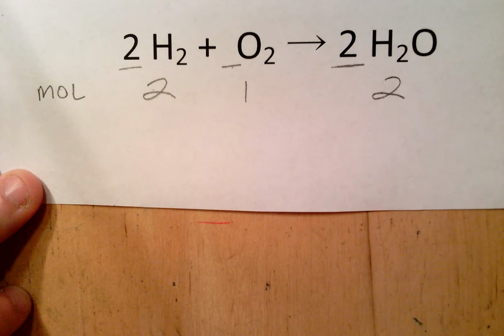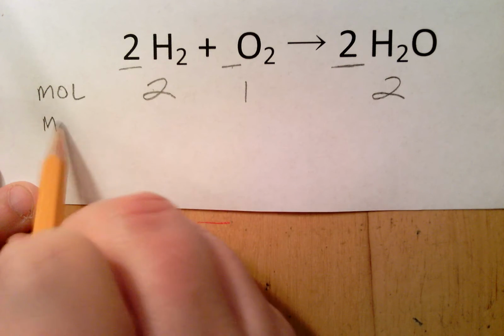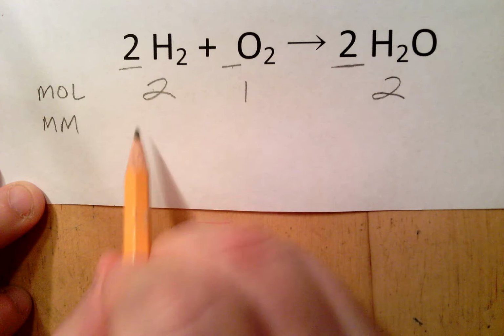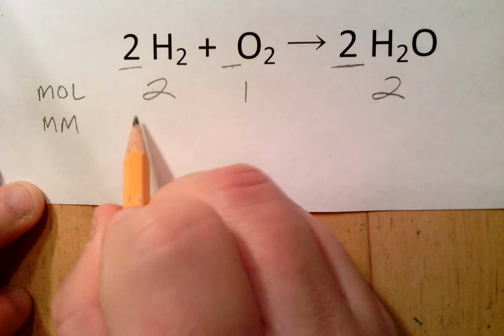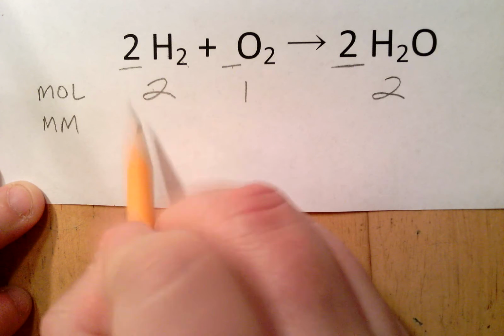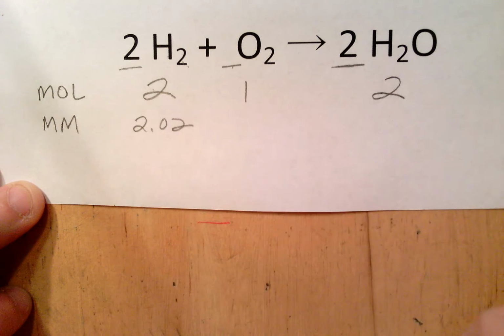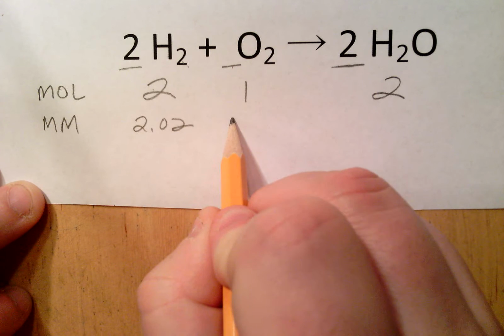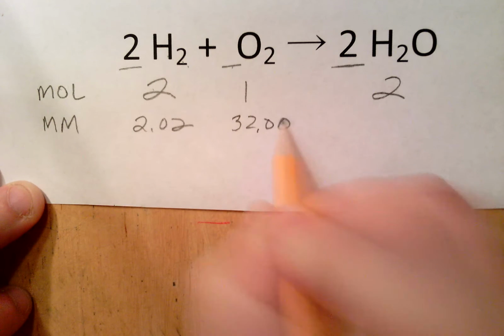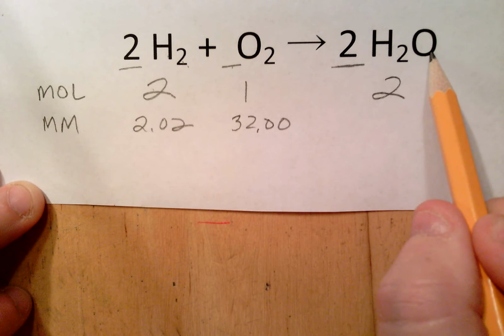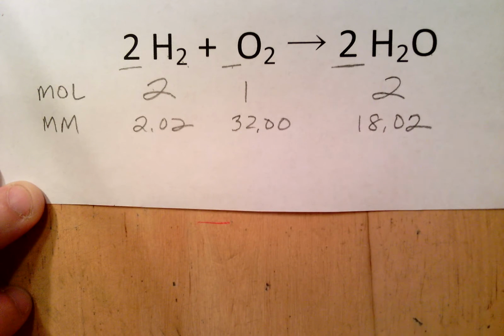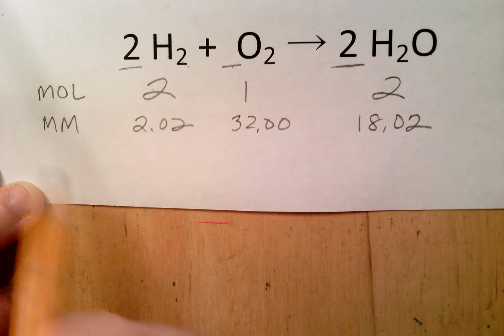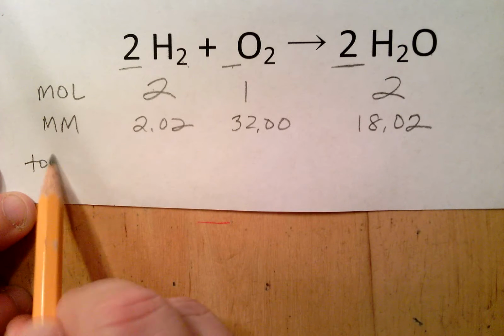Now we need our molar mass. H, if you look it up in the periodic table, is 1.01. So 2 of those is 2.02. Pretty easy. O2 is just going to be 32.00, and H2O we know is 18.02. So now we're going to say we have the total grams.